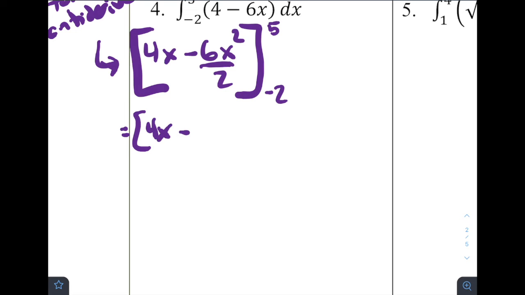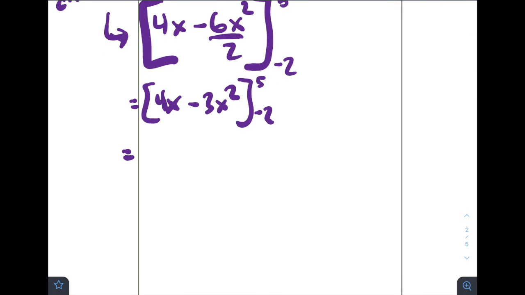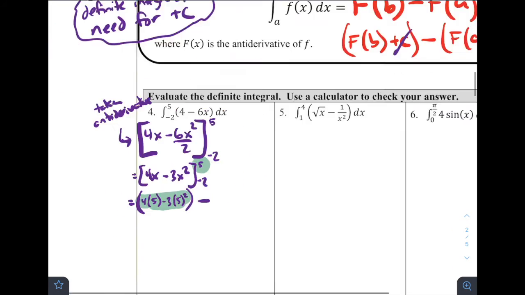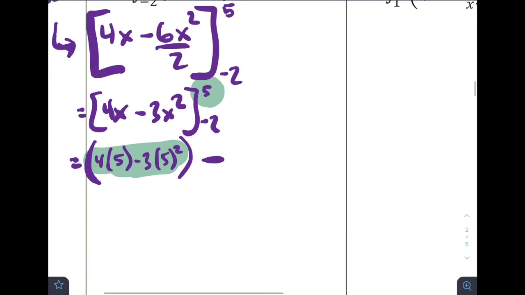We got 4x minus 3x squared. We got the 5, we got the negative 2. I still have not plugged in my limits of integration, so they're still there. Now, we're going to plug in. So 4 times the 5 minus 3 times 5 squared. So we've plugged in the b. We've plugged in this upper limit of integration first. We now need to subtract, because that's what our rule here says. We need to now subtract our lower limit of integration.